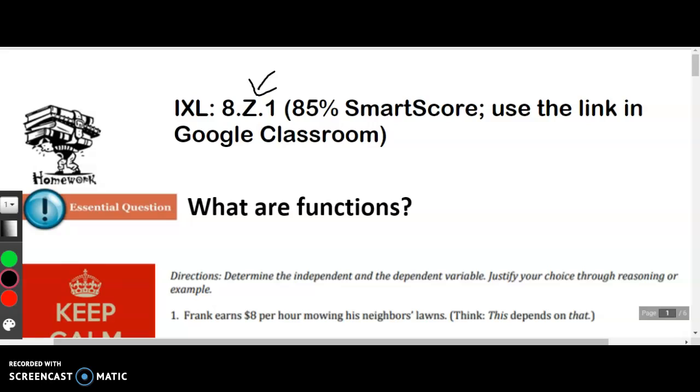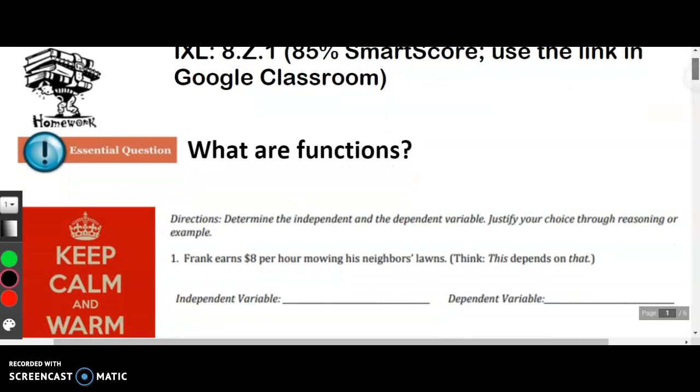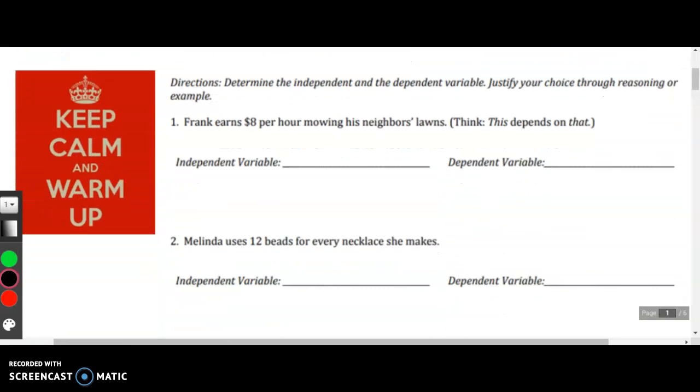Today we're going to talk about functions. Yesterday we talked about dependent and independent variables and relations, domain and range. Before we begin, let's do the warm-up. It has to do with independent and dependent variables, which you learned about with the EdPuzzle. Remember, dependent, it depends on the independent, right?